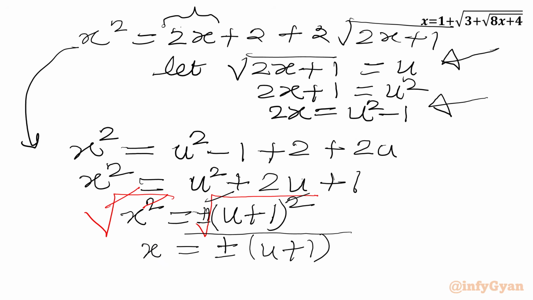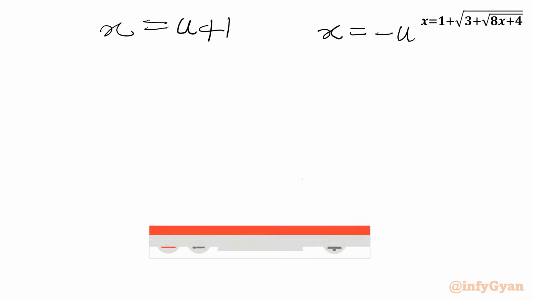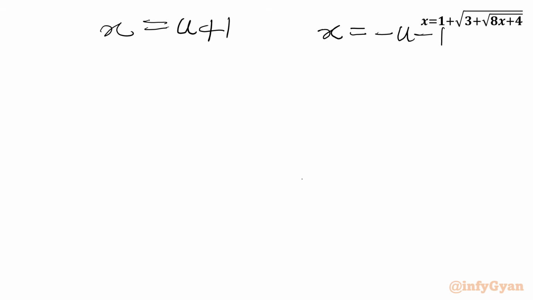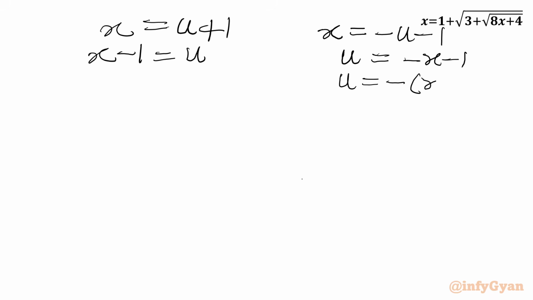Now we have one simple linear equation in terms of x and u. So I will write here two equations: x equal to u plus 1, and x equal to minus u minus 1. Or I can write x minus 1 equal to u, and here u equal to minus x minus 1, or u equal to minus of (x plus 1).